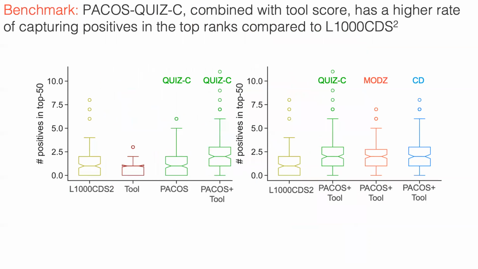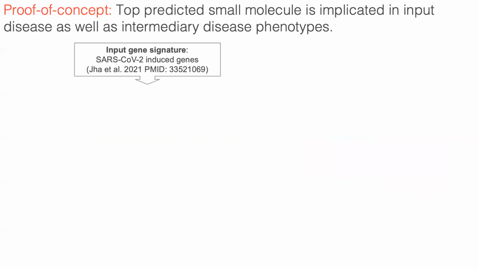In addition to this internal benchmark, we perform an external benchmark with another L1000 CMap-based drug prioritization method, L1000CDS². L1000CDS² performs better than TOOL score only, while it does comparably with PACOS. Combined with TOOL scores, all three PACOS versions significantly surpass L1000CDS², with QuIZ-C having the highest improvement.